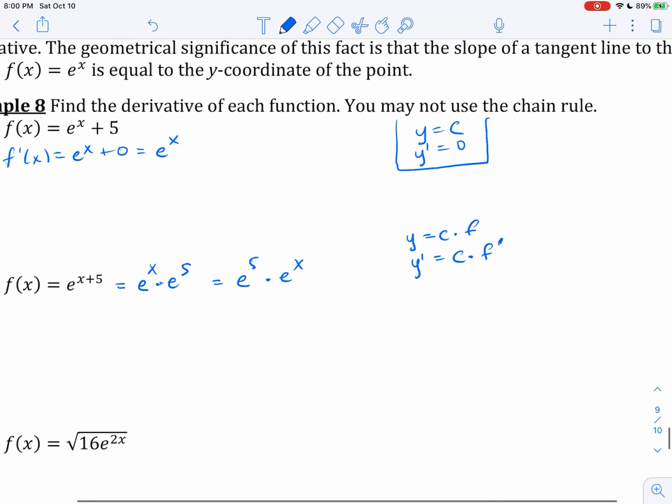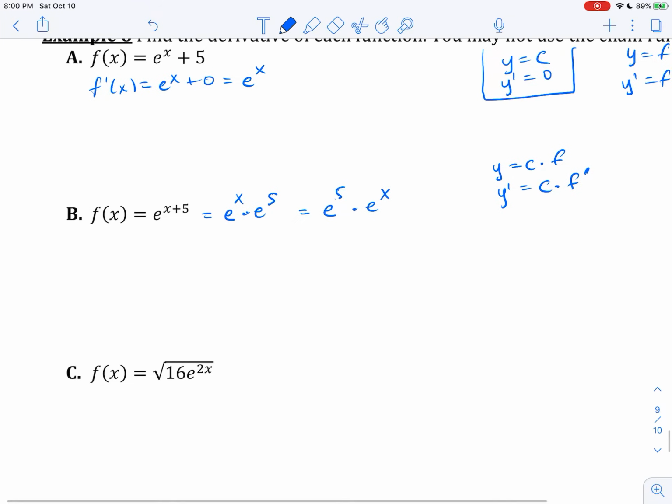And so we're just using those, right? And if we've got y is equal to f plus or minus g, y prime is going to be f prime plus or minus g prime. Good. So in this example B, the derivative here, f prime of x, is going to be e to the 5th times e to the x. So it's still going to be just e to the x plus 5.